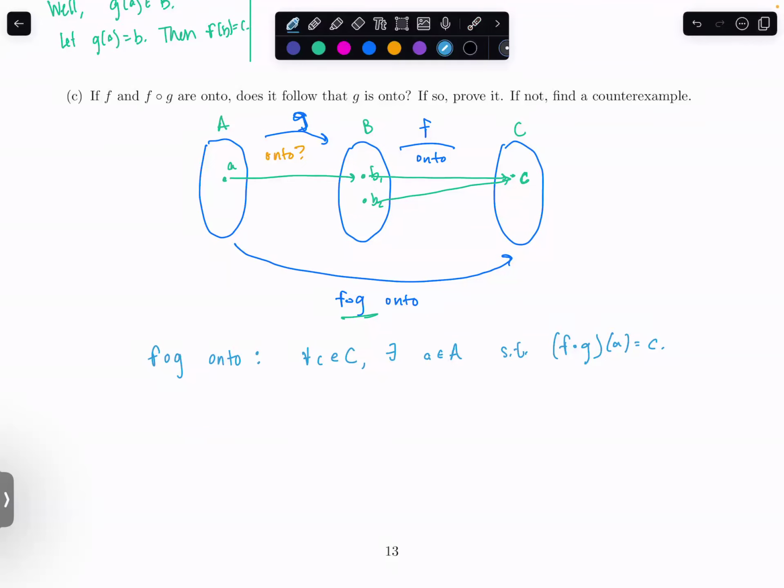And then for F to be onto, that means that for every C in C, there exists a B in B, such that F of B equals C. So does every element in C have a pre-image in B? Yeah, at least one. So we're good there.